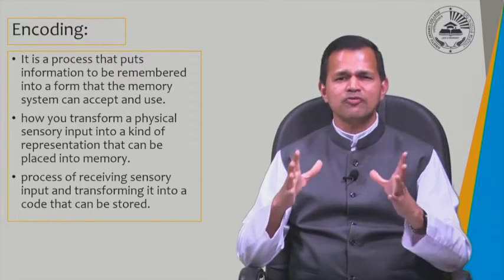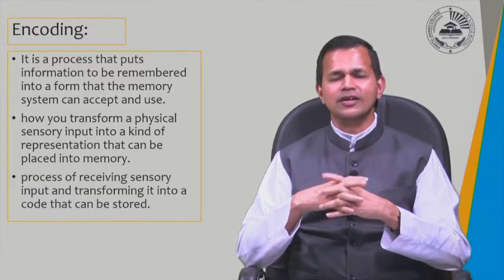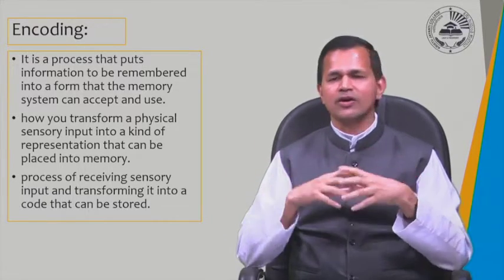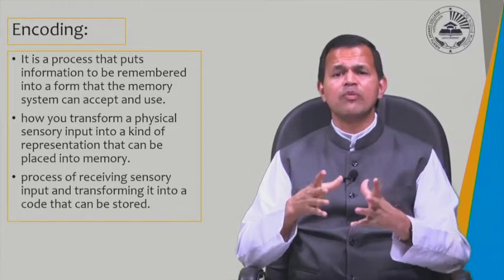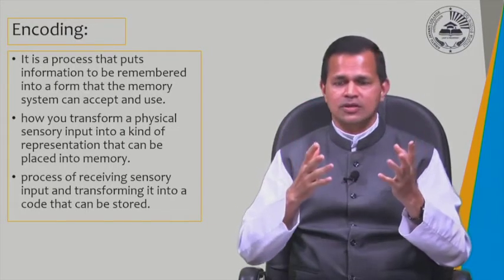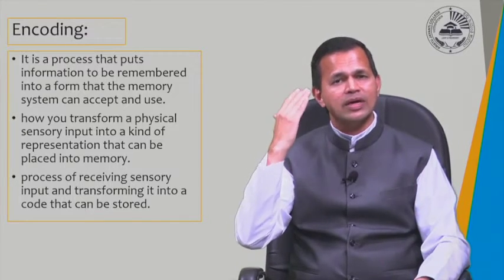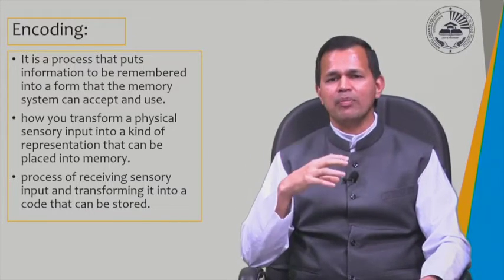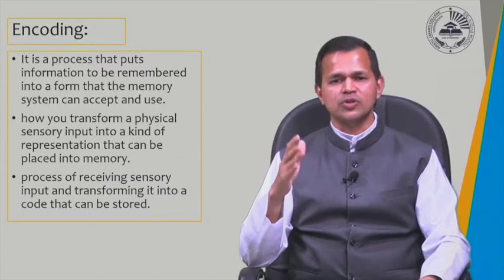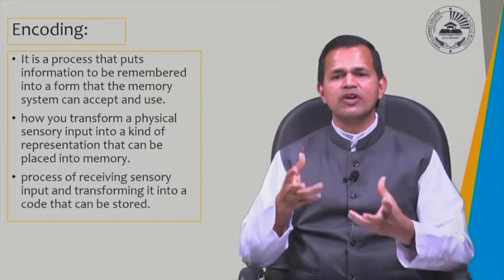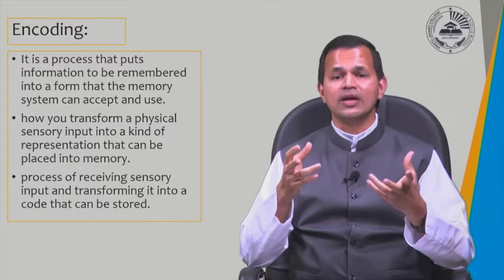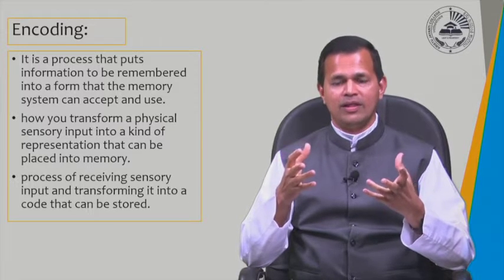So there is a process of encoding happening in computers, and similarly in our human system as well. How you transform a physical sensory input of any of the senses into a kind of representation that can be understood and placed in the memory is called encoding. So it is receiving our sensory input and transforming it into a code that can be stored.